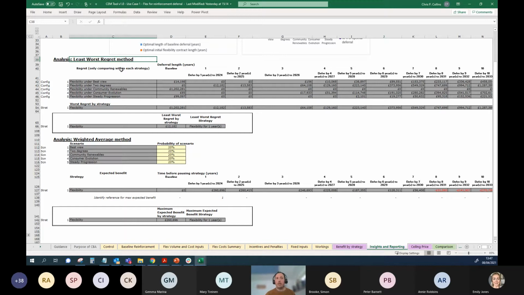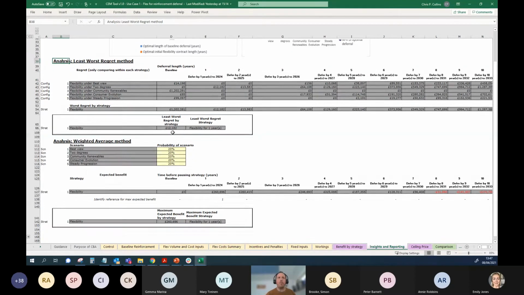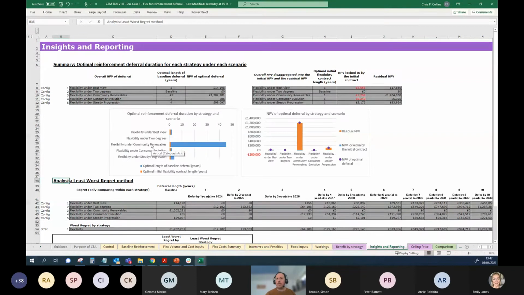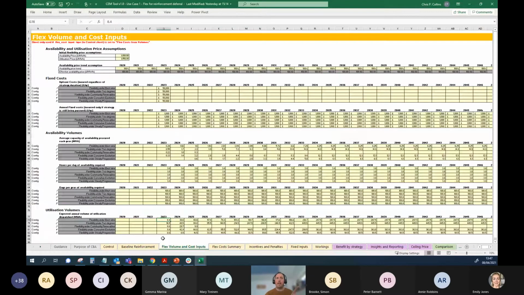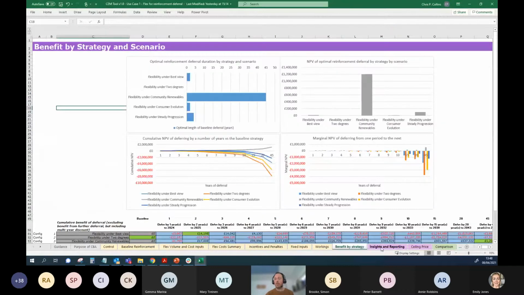Both are potentially valid. There may be other ways of aggregating the numbers, but these are the two that we put into the tool. And I think time will tell how the DNOs use that as part of their thinking. But it's supposed to be a guide to help them think through that uncertainty. Okay, so that's it in terms of the flow from putting in availability and utilization prices, putting in volumes that you would need for flexibility, and getting an optimal strategy out.